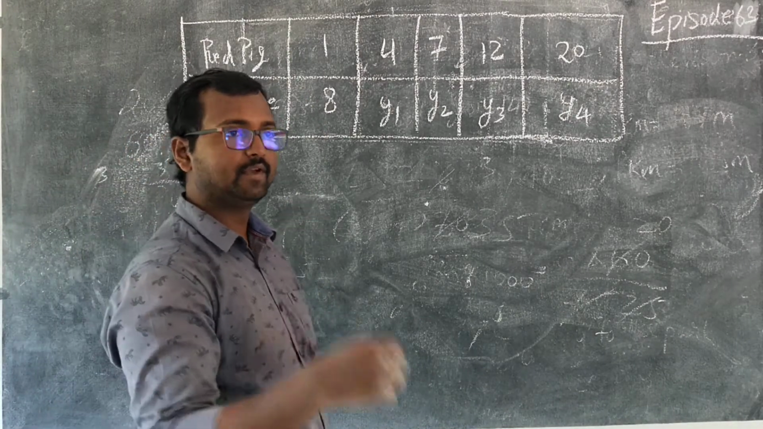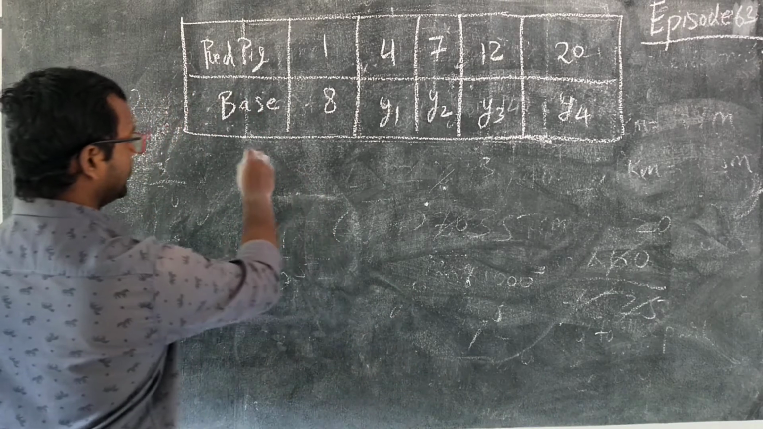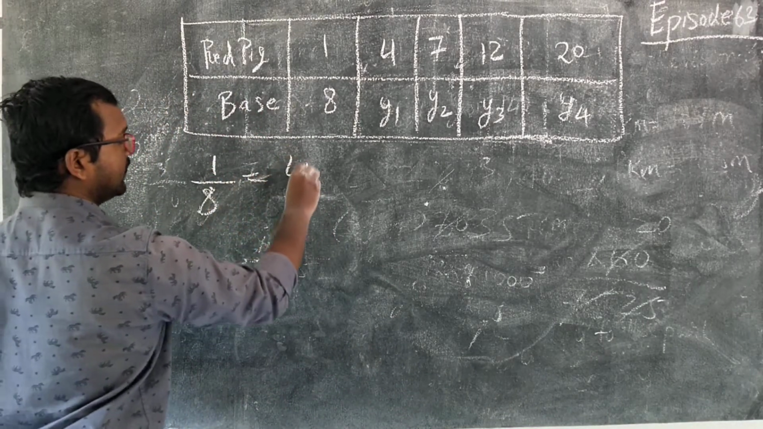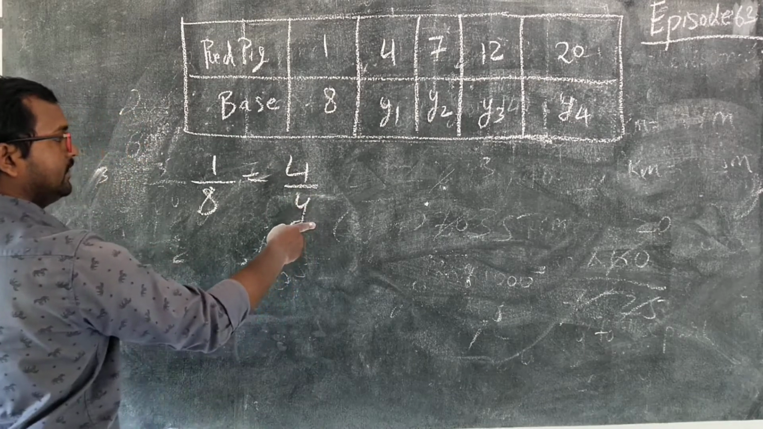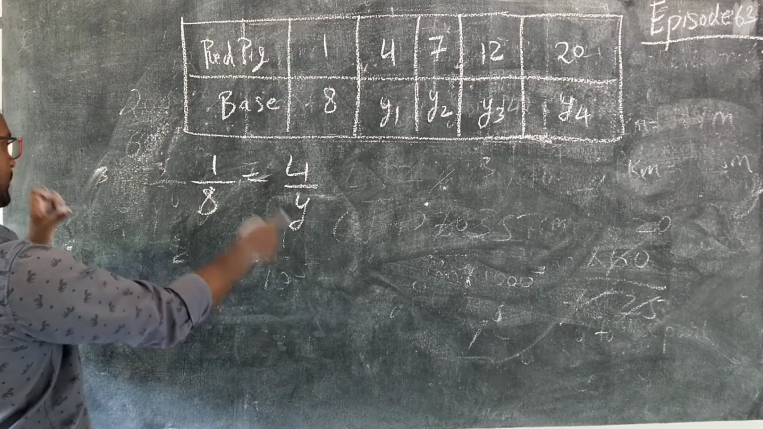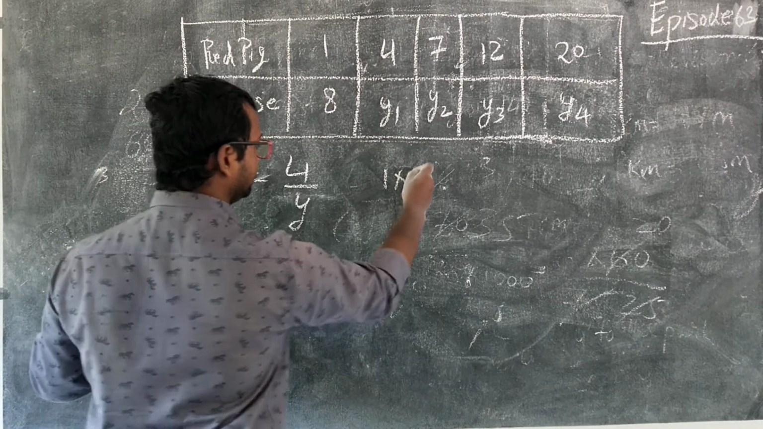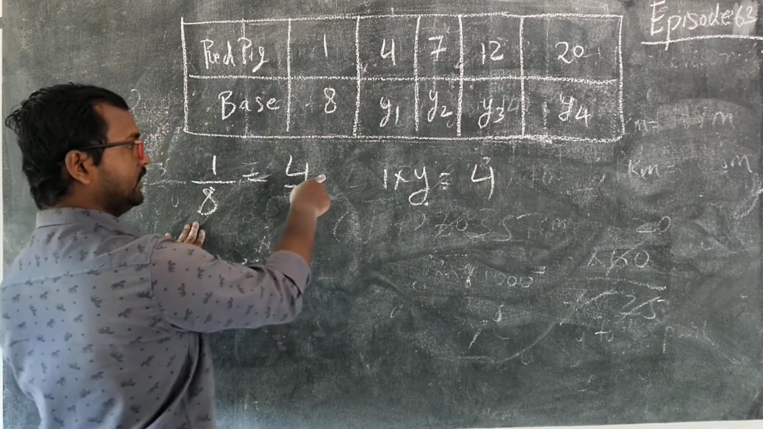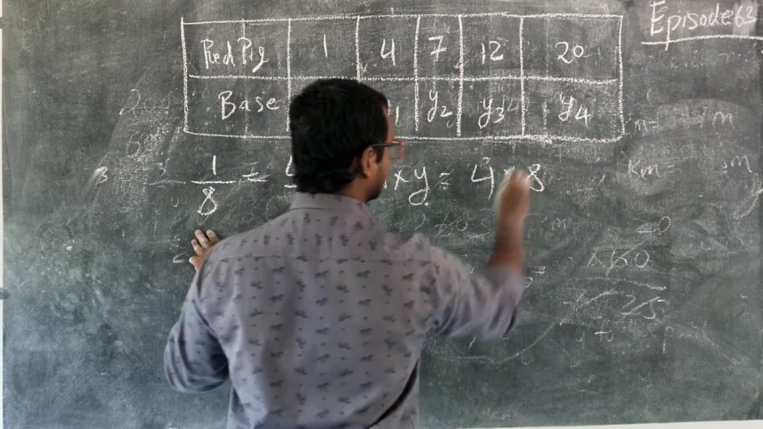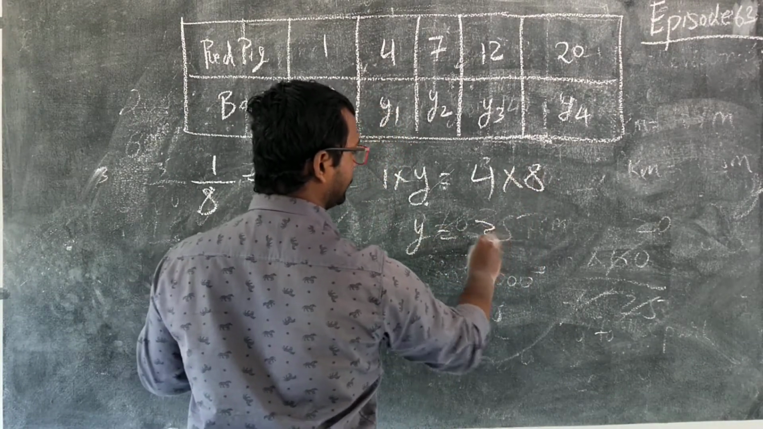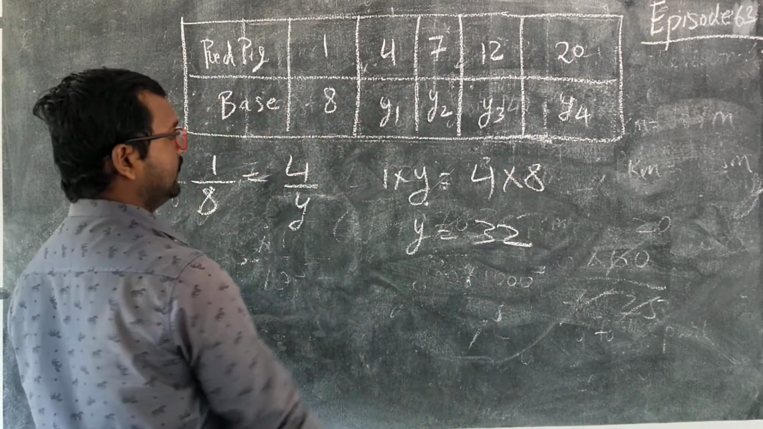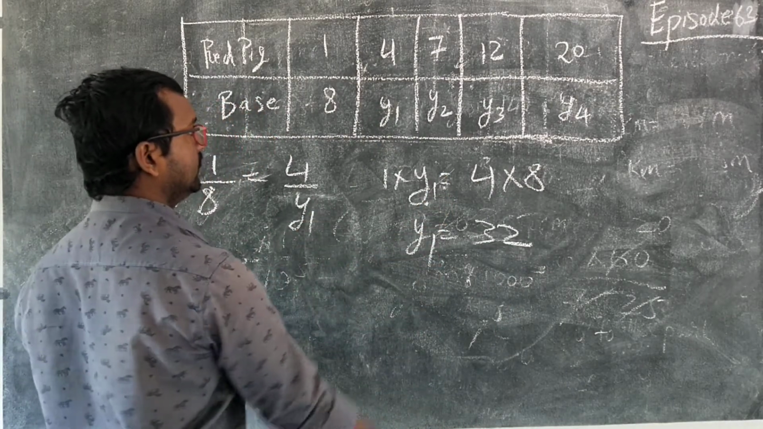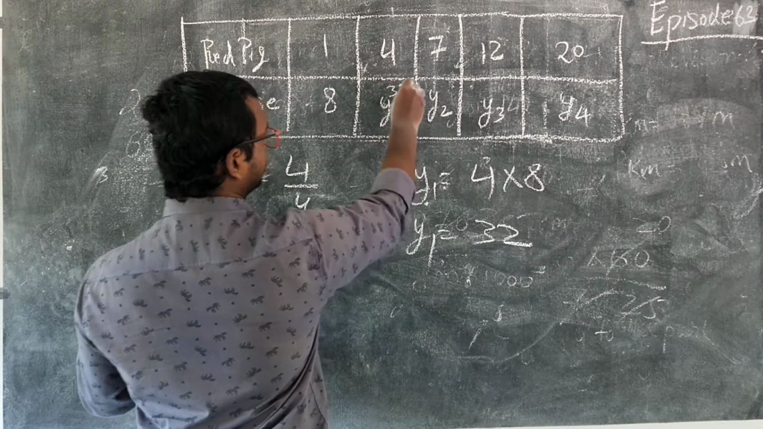So what we will do is, we will take the same formula, x1 by y1 is equal to x2 by y2 here also. So we will get 1 by 8 is equal to 4 by y. We want the value of y. So we will move y from here to here. We will get 1 into y is equal to 4 into 8, which is 32. So y1 is equal to 32.